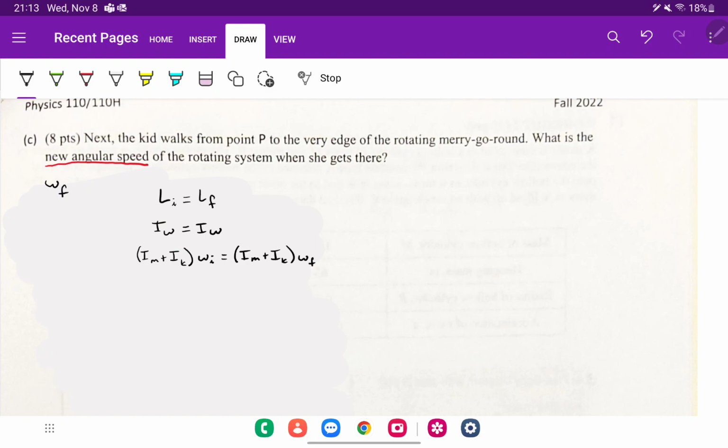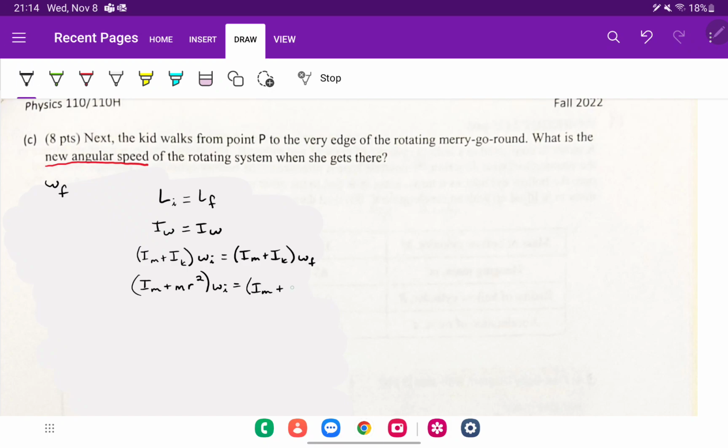Okay, so let's plug in some numbers. We have I of the merry-go-round, that's always given to us, it's 140. The I of the kid, remember when she's at point P, that's just the same I that we used in part A and part B, and we just used it as MR squared. So I'll write that out: I of merry-go-round plus MR squared, just so we don't get confused.